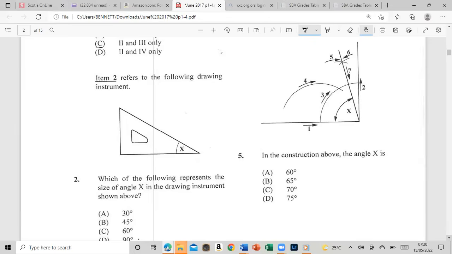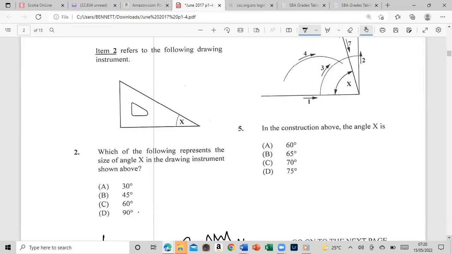It says item 2, refer to the following drawing instrument. Which of the following represent the size of angle X in the drawing instrument shown above? And that would be, remember it's X, right? So that is 30 degrees. This is what we call a 60-30. All right, let's move on to number 3.